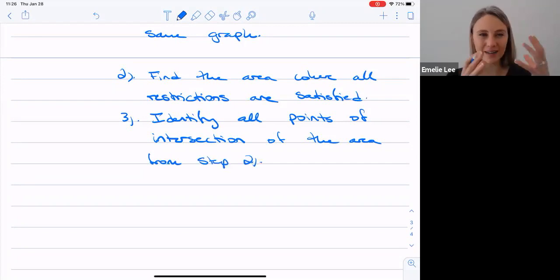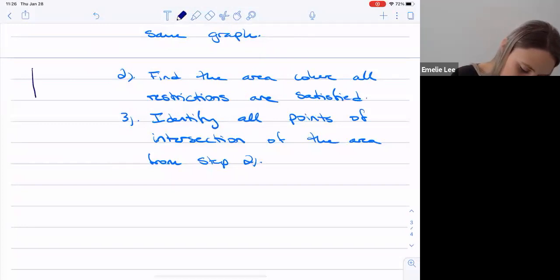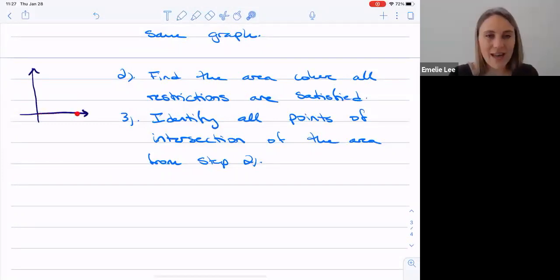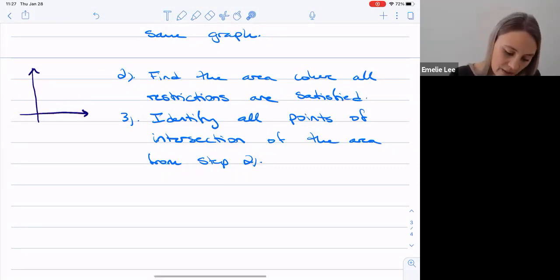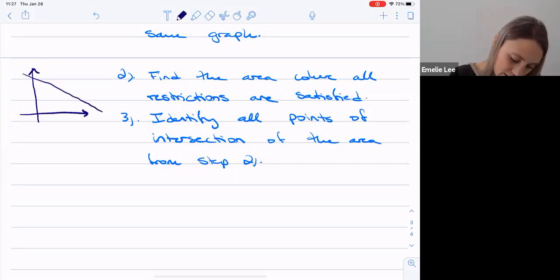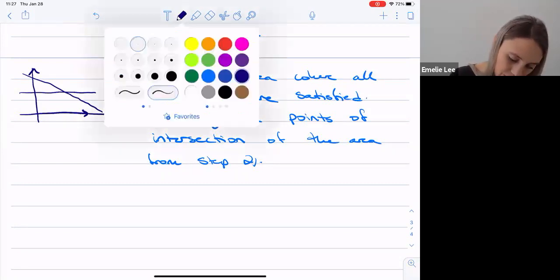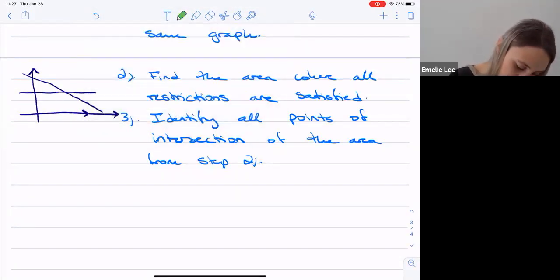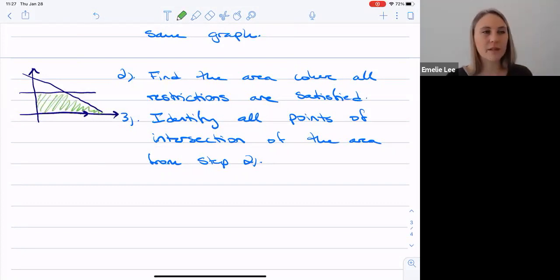Okay, so you're going to find that area, and it might look something like, just to give you an idea of usually what's happening: x has to be greater than 0 and y has to be greater than 0. And then we might have a line like this, and maybe we'll have a line like this. The shared area would be something like this, okay?